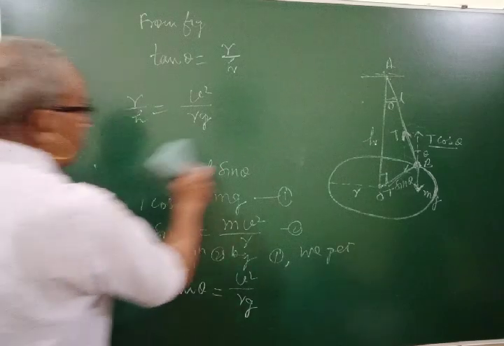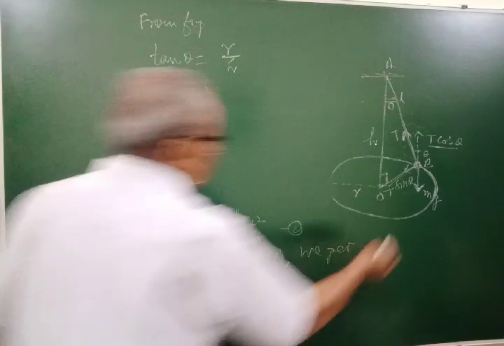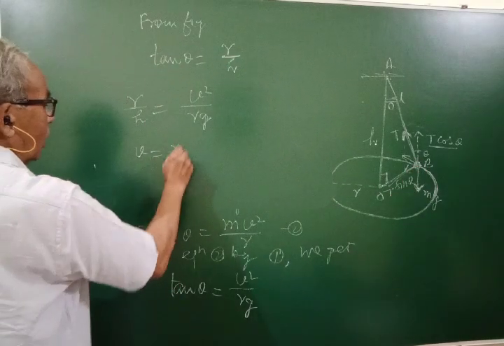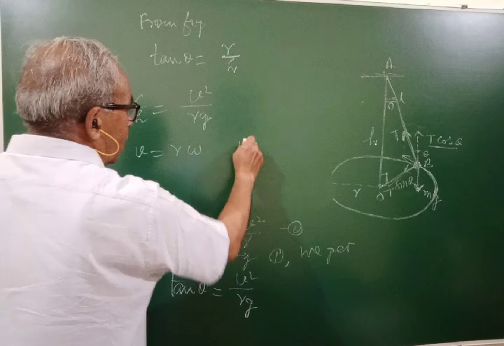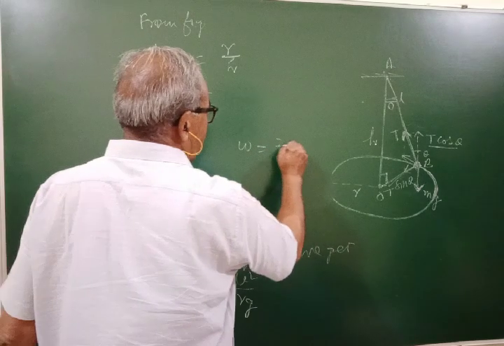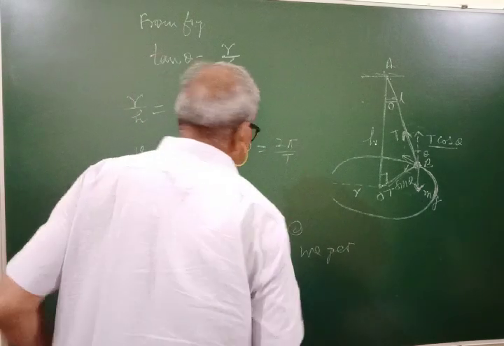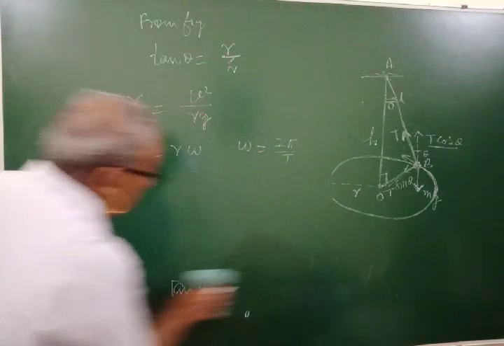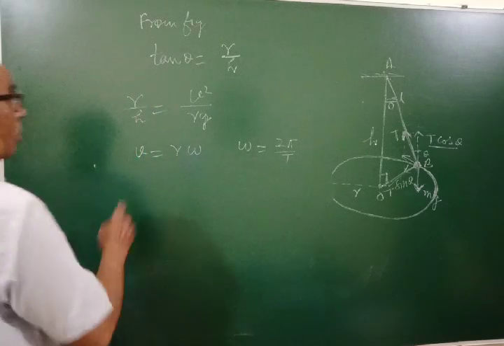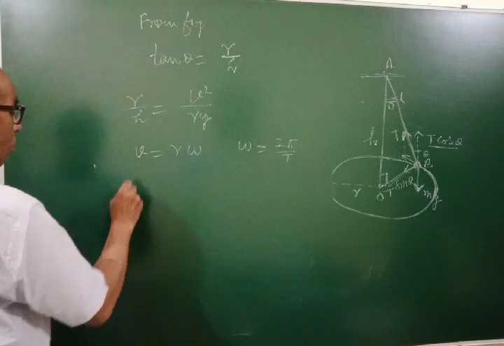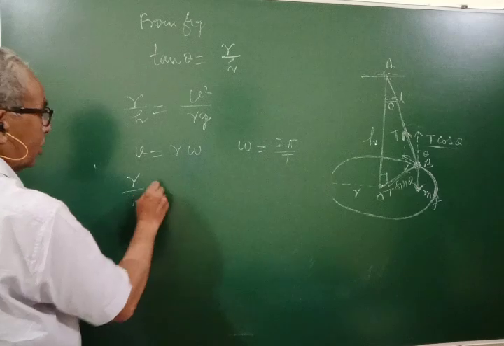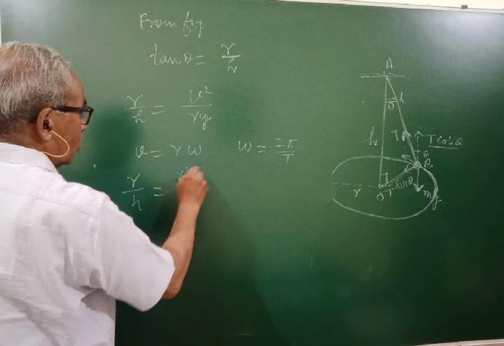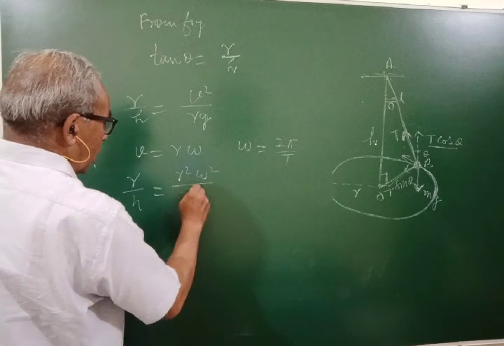You know, velocity, ये velocity tangential होगी, and v equal to r omega, where omega equal to 2 pi upon capital T, and called angular velocity of circular path. So if I put it here, we get r upon h is equal to r square omega square upon rg.